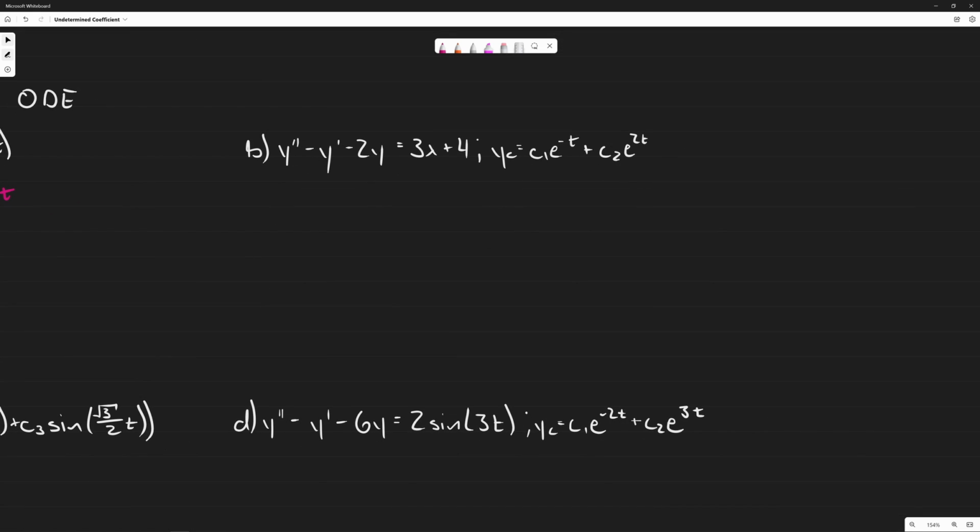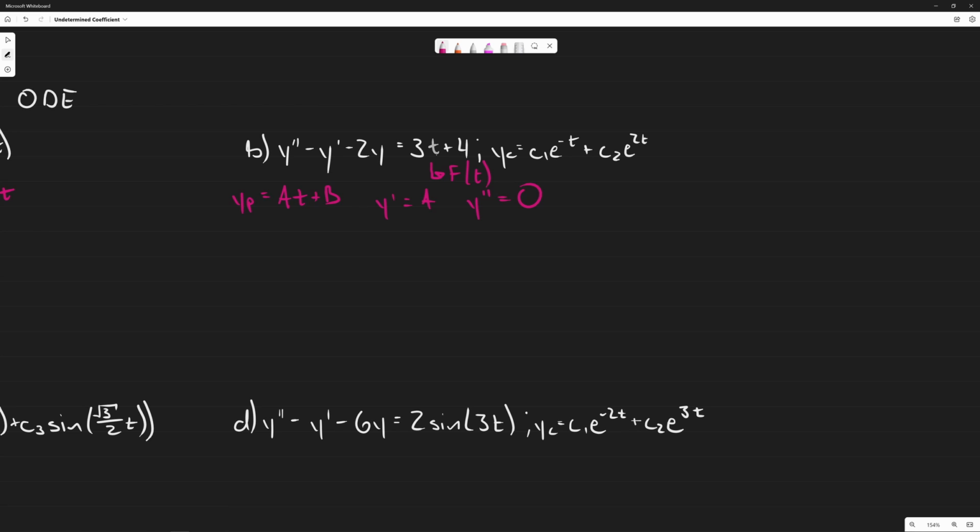Our next example, we're given this ODE. The homogeneous solution is equal to c1 e to negative t plus c2 e to 2t, and our function is 3t, f of t. Again, our function does not look in any way like our homogeneous solution set, so we can let our particular solution be equal to at plus b, and so its derivative will be a, and the second derivative would be 0, which is nice.